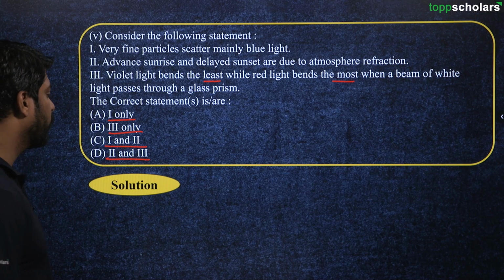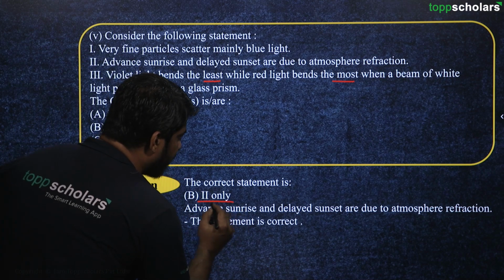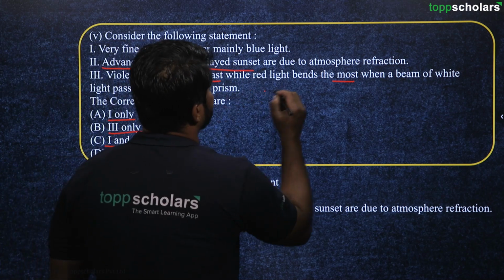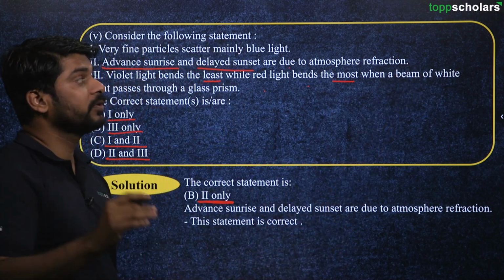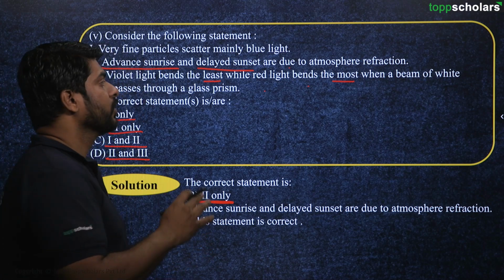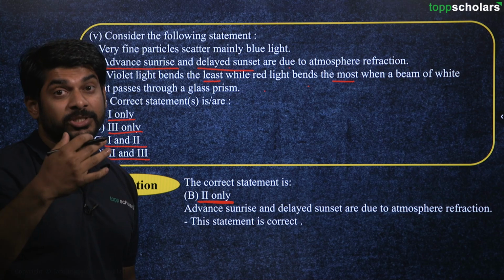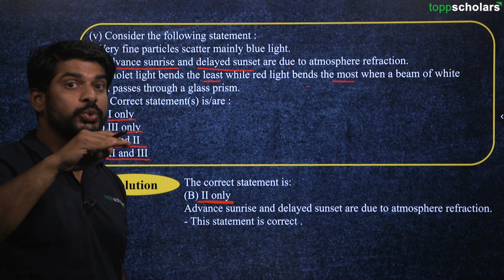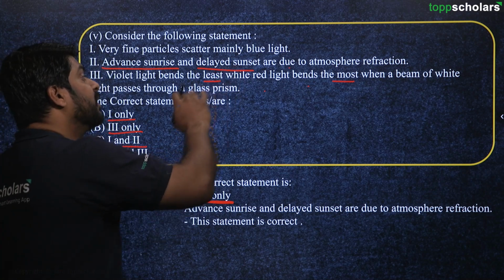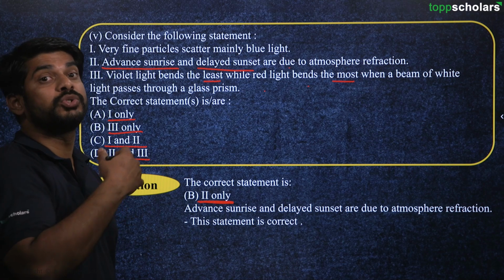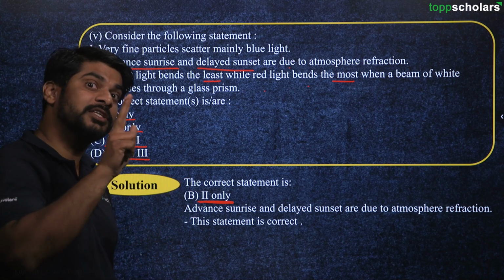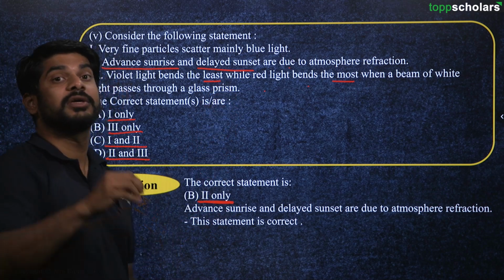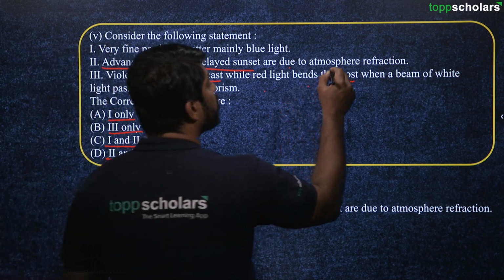So the correct answer for this is second only. That means advanced sunrise and delayed sunset, they happen because of atmospheric refraction. So we know what is advanced sunrise. We get to see the sun 2 minutes earlier than its actual rise time. And the same thing happens during the sunset. We get to see the sun for 2 minutes more. That means the sunset happens a little bit delayed. And that is because of the atmospheric refractions.